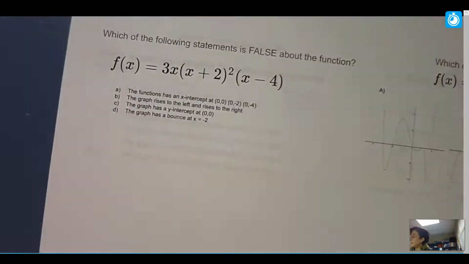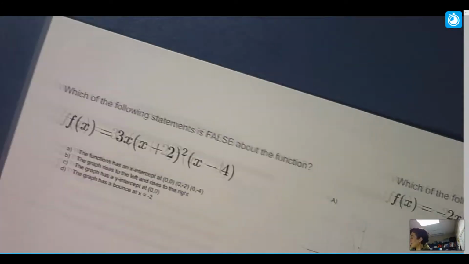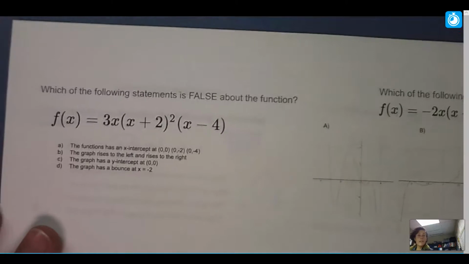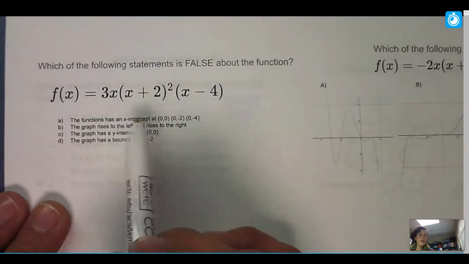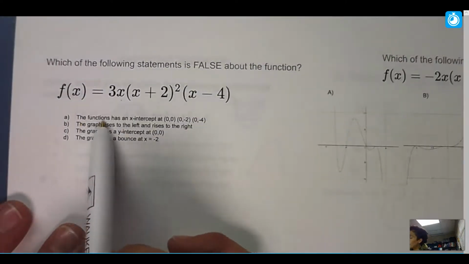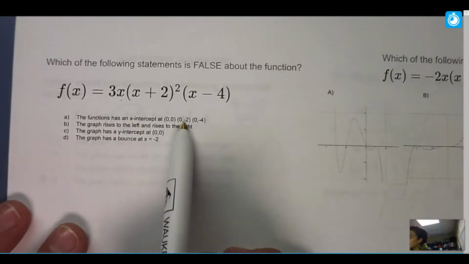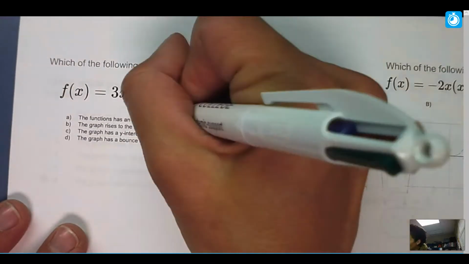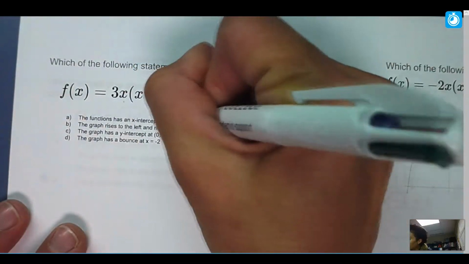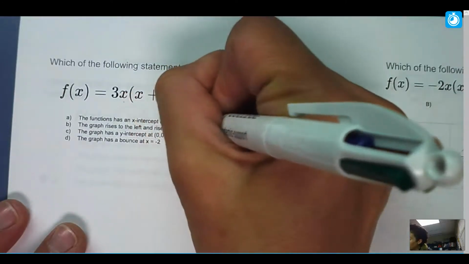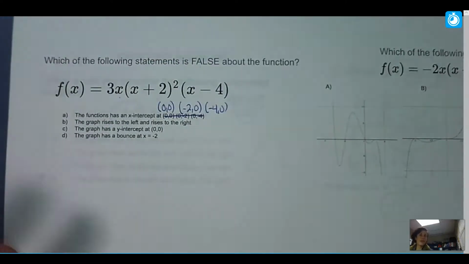All right, 2 more to go. So which of the following statements is false about the function? So here we go, and I can graph it. I'm not going to graph it the first time, but the function has x-intercepts at 0, 0, 0, -2, and 0, -4. And I realize these are all typed wrong. They should be 0, 0, -2, 0, and -4, 0. So that's not what that was meant to be. All right, but you will all have the corrected version when you look at this.